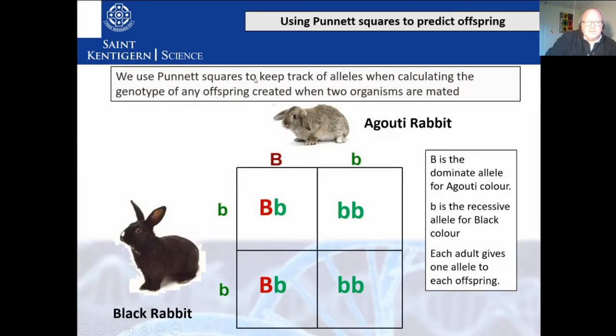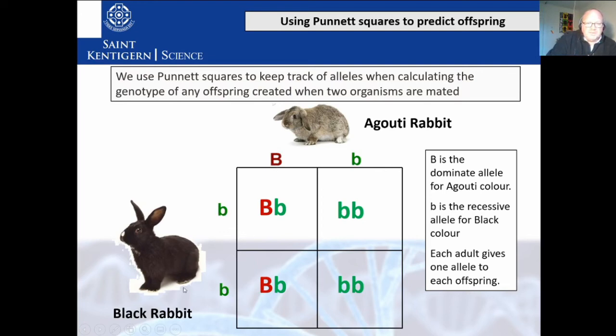Okay, so Punnett squares. We use Punnett squares to keep track of alleles when calculating the genotype of any offspring. If you look at this, big B is the dominant allele for the agouti color. So the moment it has a big B, it's going to have that color. The little b is a recessive allele for black color. So the moment we see a black rabbit like this, it is going to be little b, little b. It has to be, because if it has a big B, it's going to show the agouti color.